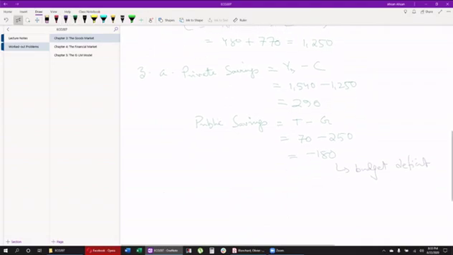And the next thing we have to calculate is investment spending.